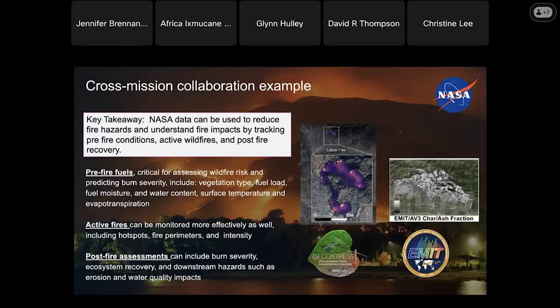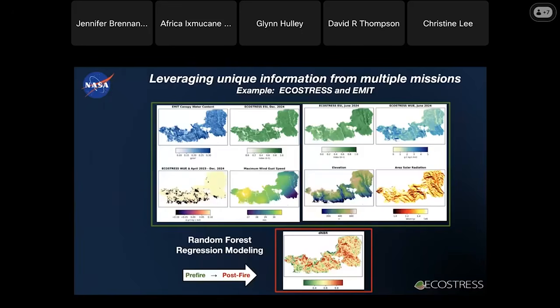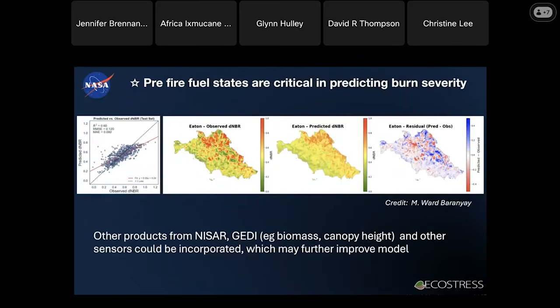And then here I wanted to emphasize a cross-mission collaboration example for wildfires in which we've been working with San Diego State University across EMIT and ECOSTRESS teams to develop improved burn severity maps. And so here's an example of leveraging unique information across multiple missions, in this case, ECOSTRESS and EMIT, to improve dNBR predictions and to characterize pre-fire vegetation states and how that informs the prediction of burn severity.